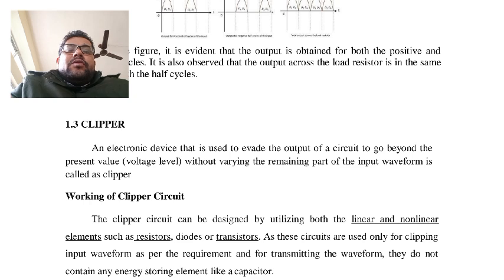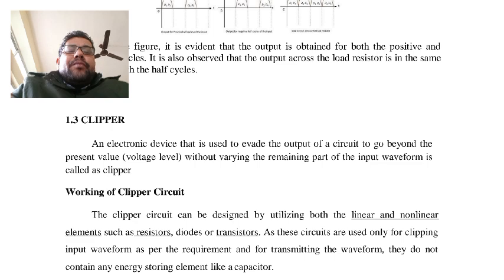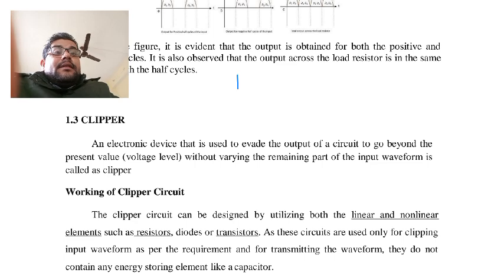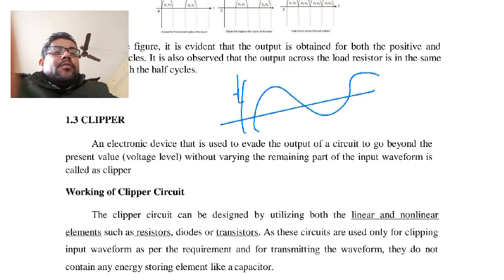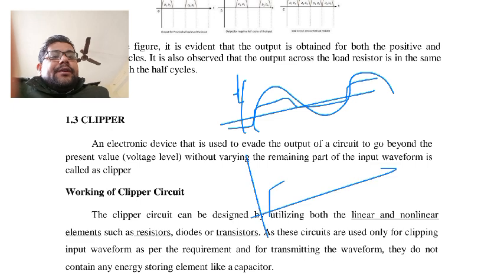What is a clamper? First we should know that a clamper is an electronic device used to clamp the output beyond a present value or voltage level without varying the remaining part of the input waveform. Suppose this is the input waveform. We want to clamp this input waveform from here to here, and again here to here, like any form of clamping. So clamping the input at the output level is called a clamper.